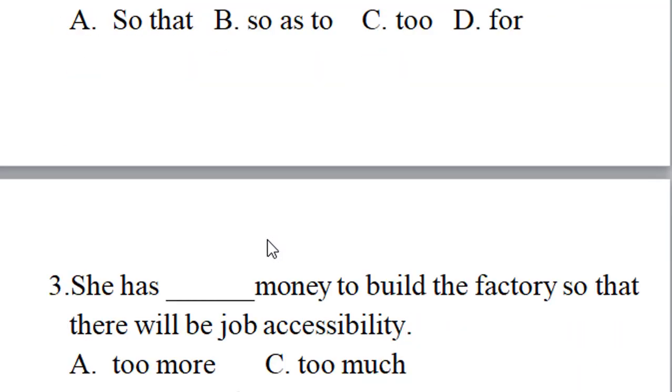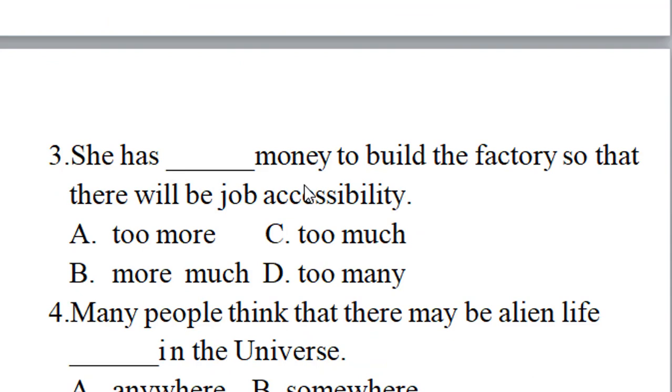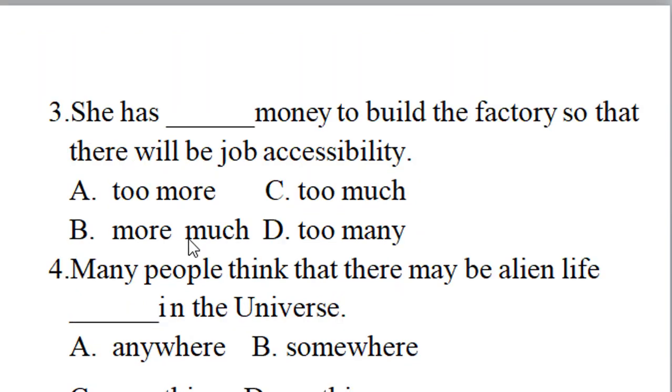Next: she has blank money to build the factory so that there will be job accessibility. The options are too, more, much, too much, and too many. These are adjectives of quantity. Both of these words intensify, but it is not possible to say too more. If you insert too more, what's the meaning, please? She has too more money. Is it possible? I don't think so.